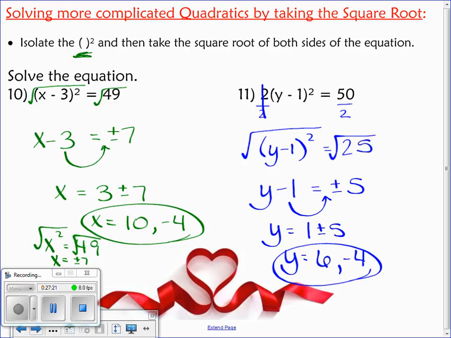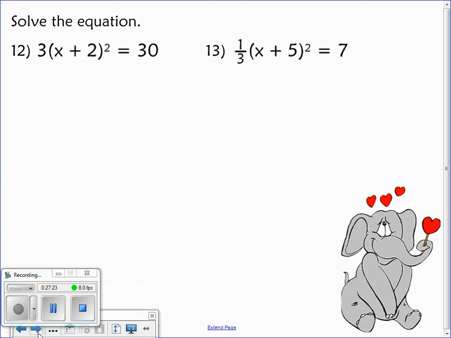Questions so far? Okay, take a look at number 12. All right, is your parentheses squared by itself? No. So what do I have to do? Good. Divide by 3. So I have x plus 2 squared. Good. 30 divided by 3 gives me 10. Good. So now my parentheses squared is by itself, so we can take the square root to undo that square.